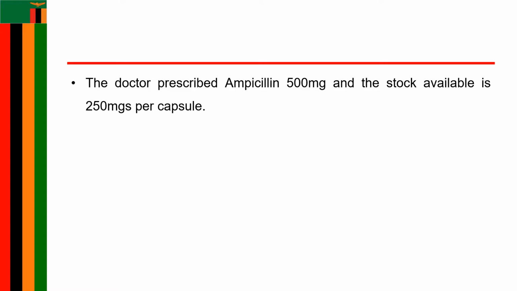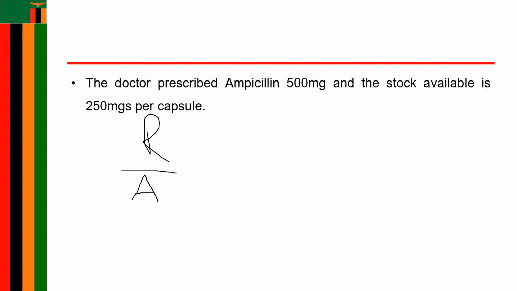So let's take a look at this. The doctor prescribed ampicillin 500 milligrams and the stock available is 250 milligrams per capsule. So let's try to calculate the number of capsules that we can give according to this prescription. The formula is the required dose divided by the available stock.